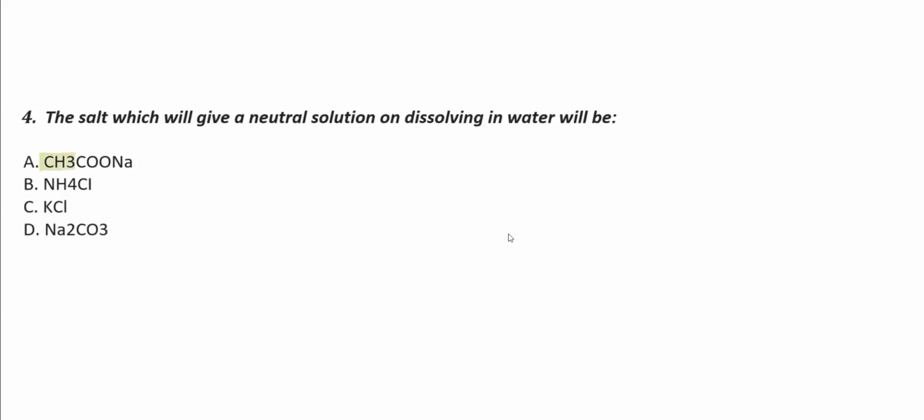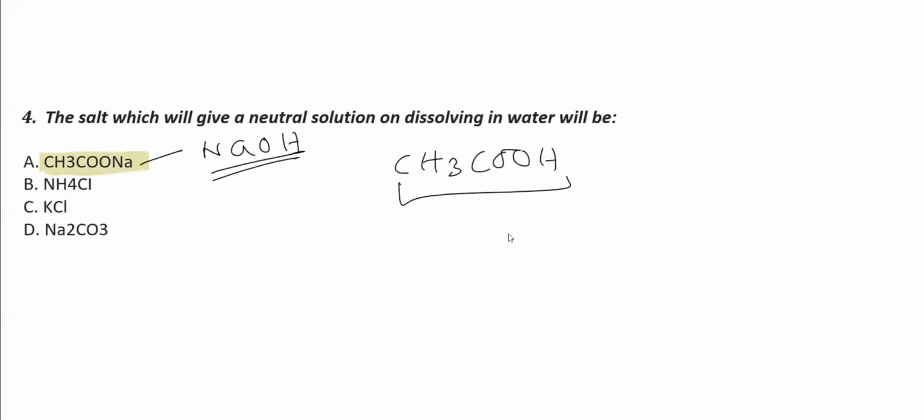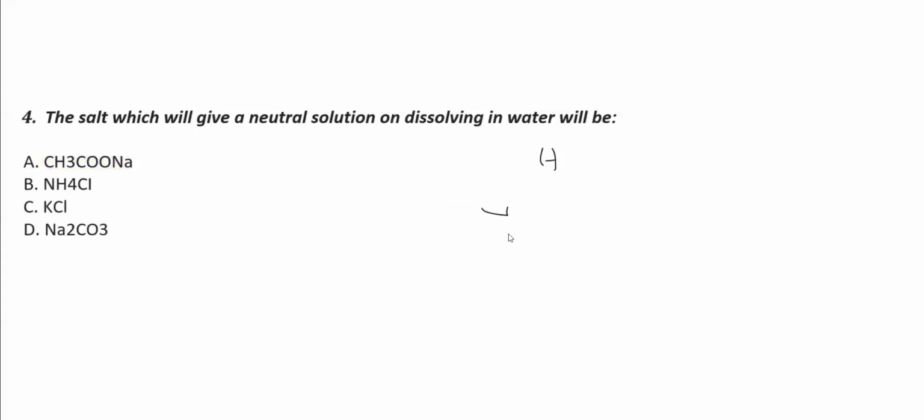The first one is CH3COONa, that is sodium acetate. Now we can see that it is made up of acetate. That means its parent acid must be acetic acid, that is a weak acid, and the sodium's parent base must be sodium hydroxide, which is a strong base. So clearly you can see it's made from a strong base and a weak acid. Therefore, this salt is going to be basic in nature. So this is not our correct answer.